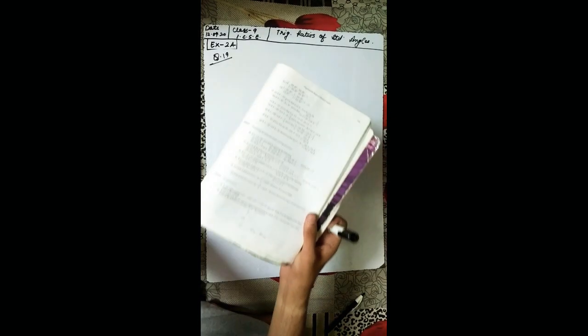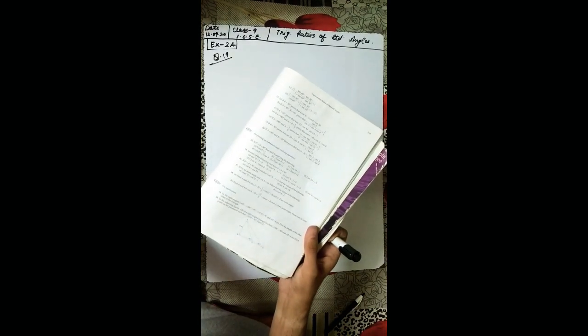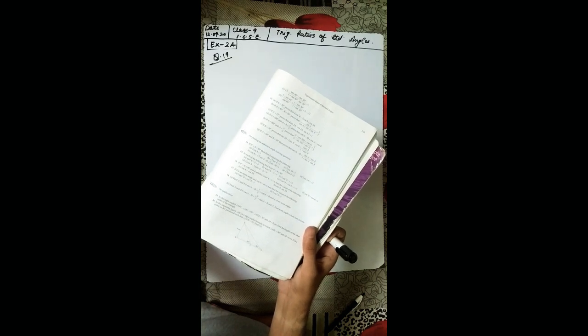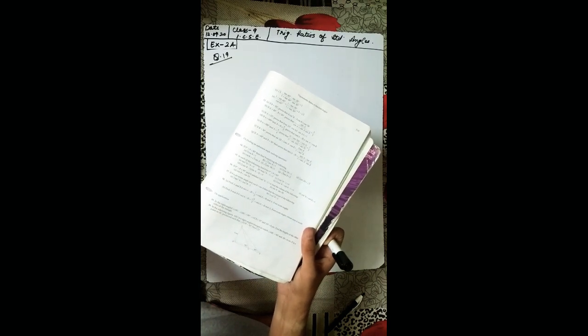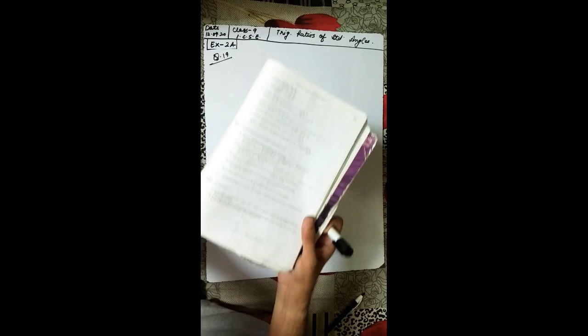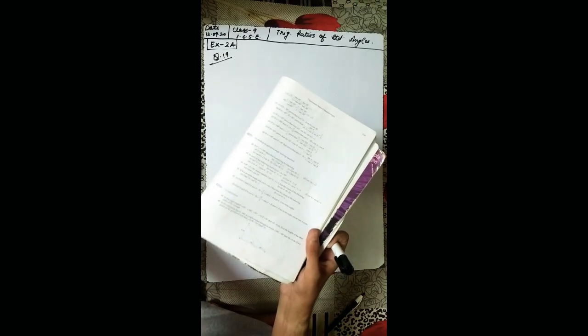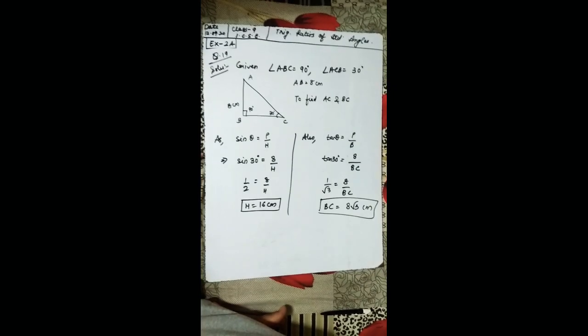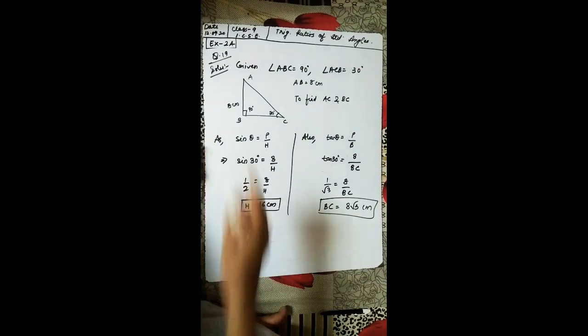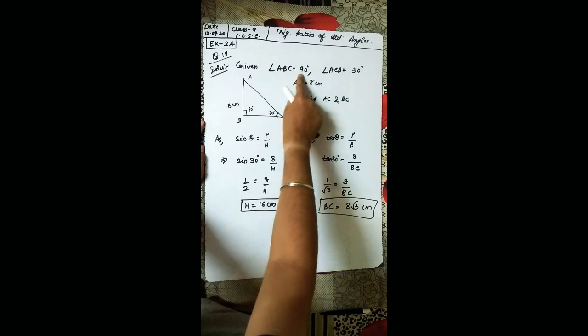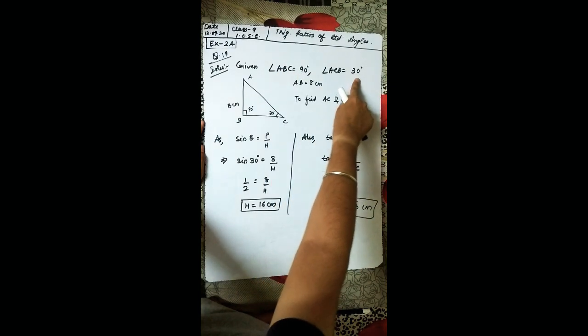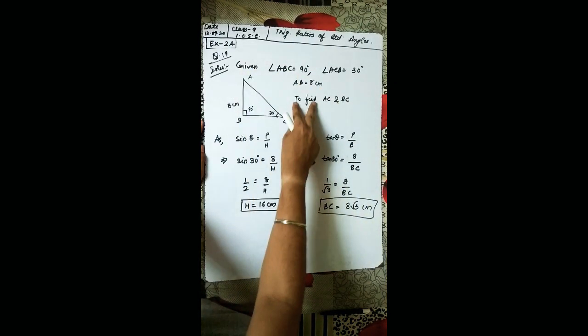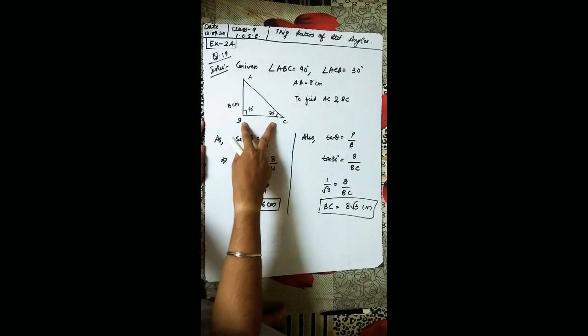So the question is, in the right angled triangle ABC, angle ABC is equal to 90 degrees, angle ACB is equal to 30 degrees, and AB is equal to 8 centimeters. Find the length of the other sides of the triangle. Okay, so here is the solution. Given angle ABC equal to 90 degrees, angle ACB equal to 30 degrees, AB is given as 8 centimeters. We have to find AC and BC.